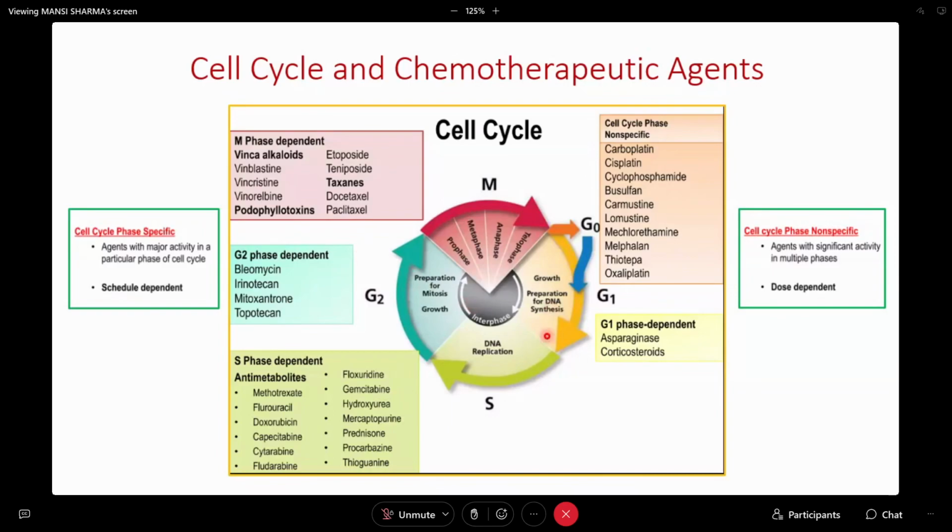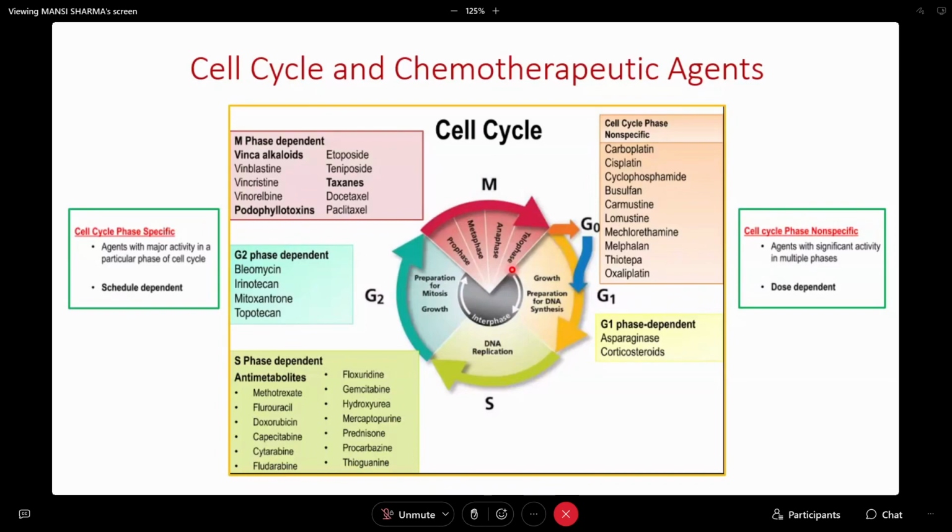So this entire G1, S, G2 is called interphase, after which the cell enters into the mitosis phase, the M phase, which is again prophase, metaphase, anaphase, telophase. I'm not going to go into details.